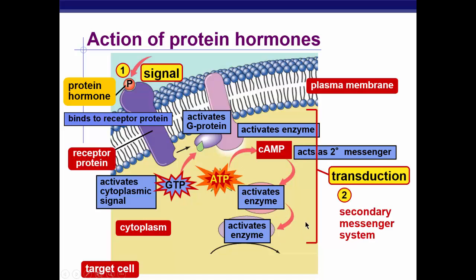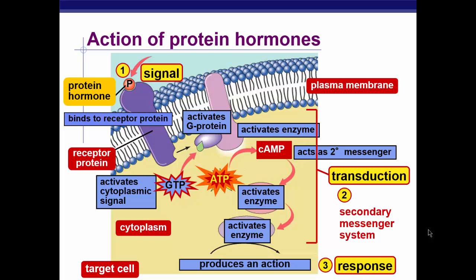And again, there's a lot of different examples of this. Adrenaline is a main one that we will go over further in class. So we have a secondary messenger system here. And that'll produce an action. And like I said, one main example is adrenaline, which will have a lot of different things going on in your body when you get excited. And that is the response. So the signal is outside the cell. It passes the information on through the transduction pathway, the secondary messenger system, and then we have our response.